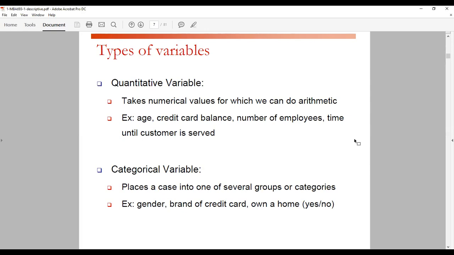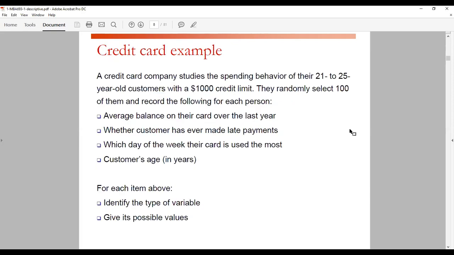For instance, gender. Gender is not a quantitative value. It's a male or a female. The brand of credit card, own a home, yes or no, these kinds of things. So there's a major difference between quantitative and categorical variables.